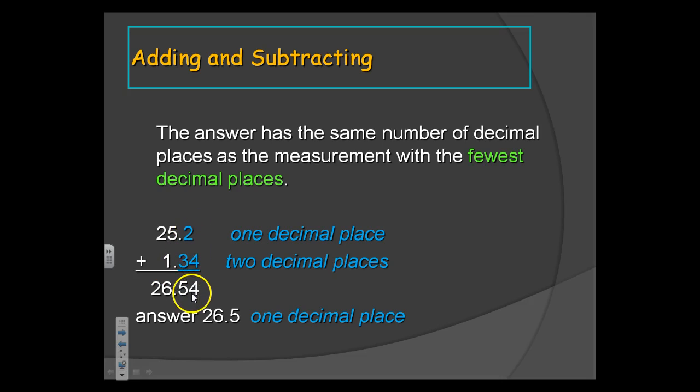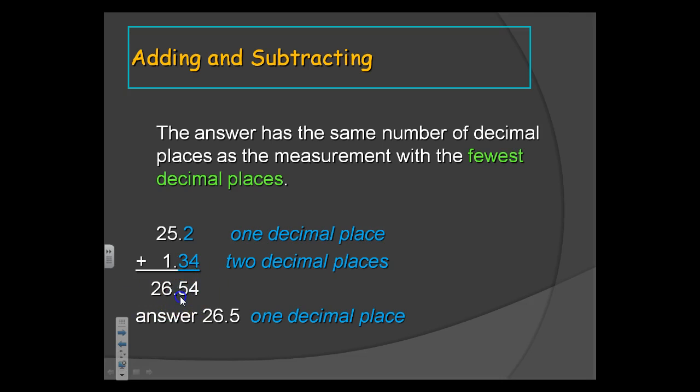When I add this together in my calculator, I have this answer, but this implies a level of precision that I did not get from one of my measuring tools. So I cannot report my answer as this. I'm going to have to round my answer. Because we're adding these two numbers, I need to go with the fewest decimal places. So this one has 1 decimal place, so my answer must be rounded to 1 decimal place.